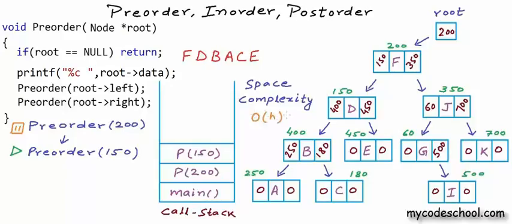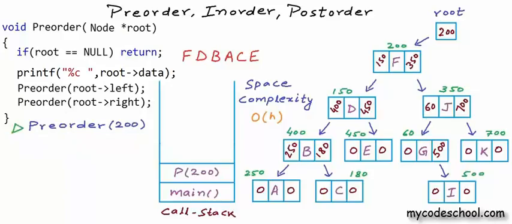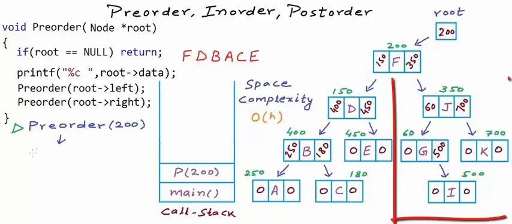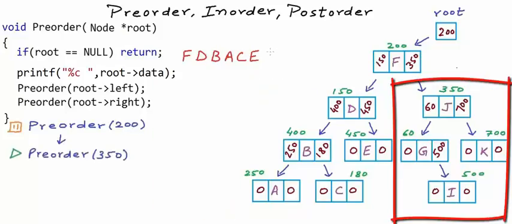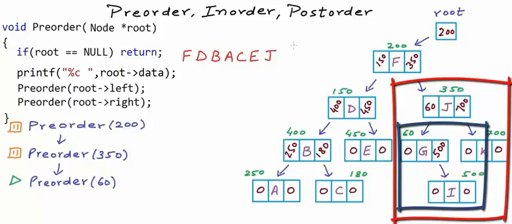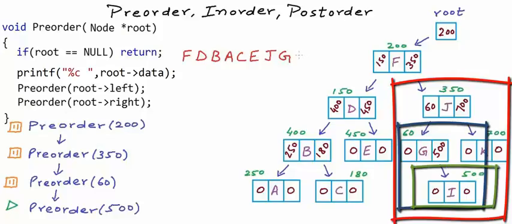Okay, coming back to the recursion, we are done with preorder 150, so preorder 200 will resume. And now we will make a call to visit this particular subtree. In this call we will print j, and then we will make a call passing address 60. So now we are visiting this particular subtree. Here we will first print g, and then this guy will make a call to preorder 0, which will simply return, and then there will be another call to preorder 500. Here we will print I, and then we will make two recursive calls passing address 0 every time, because node at 500 is a leaf node with no children.